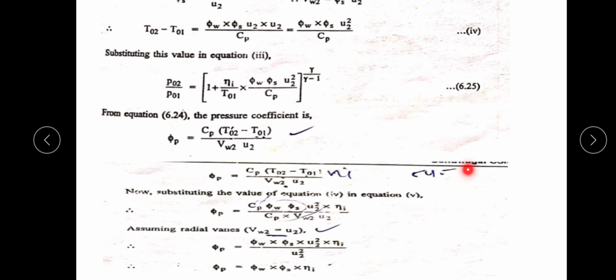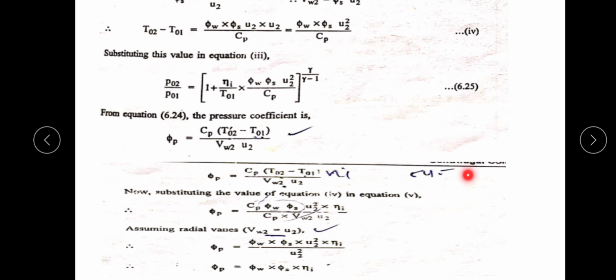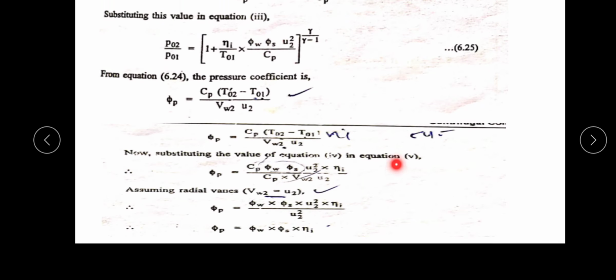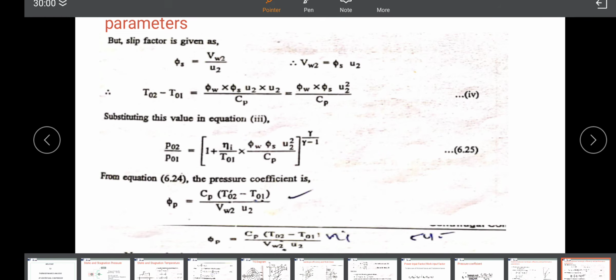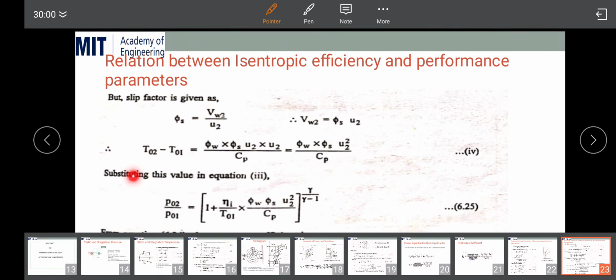Now we have to just do the substitution over here. Okay, how can we substitute? Now substituting the value of equation number 4, that is T02 minus T01, in the pressure coefficient equation. So by simplifying this and assuming radial vanes, VW2 is equal to U2, we will get this equation, that is pressure coefficient equals work input factor into slip factor into isentropic efficiency.